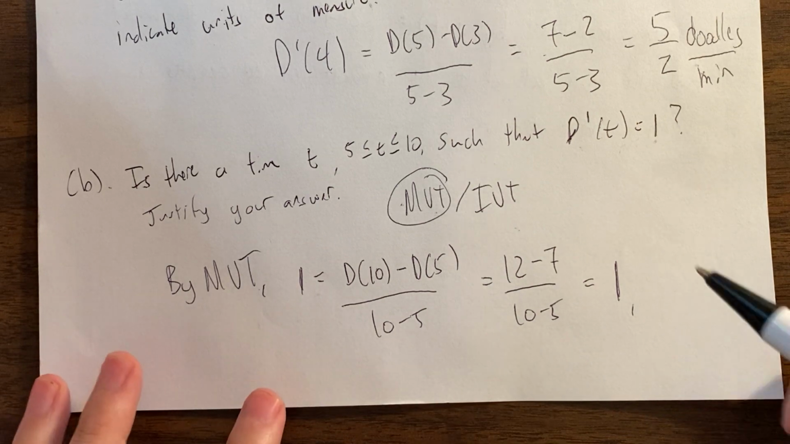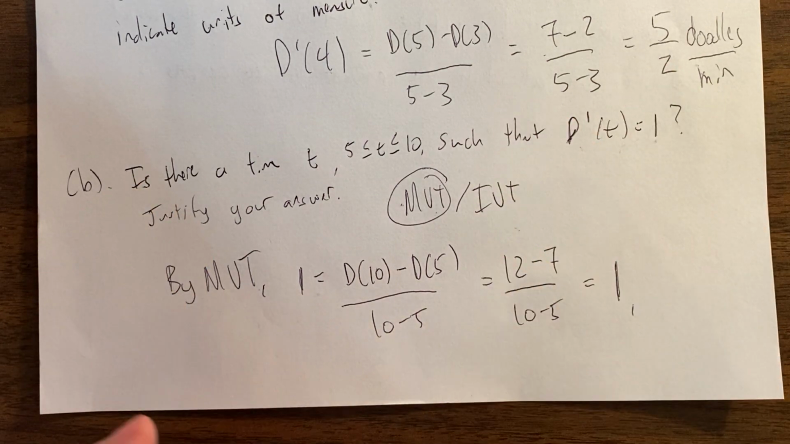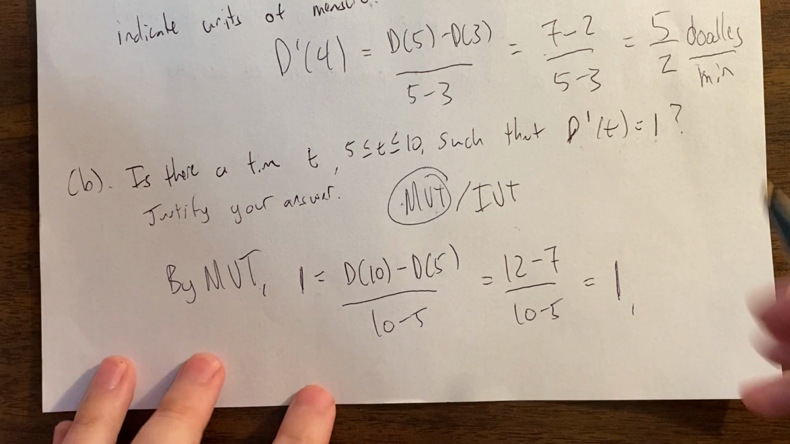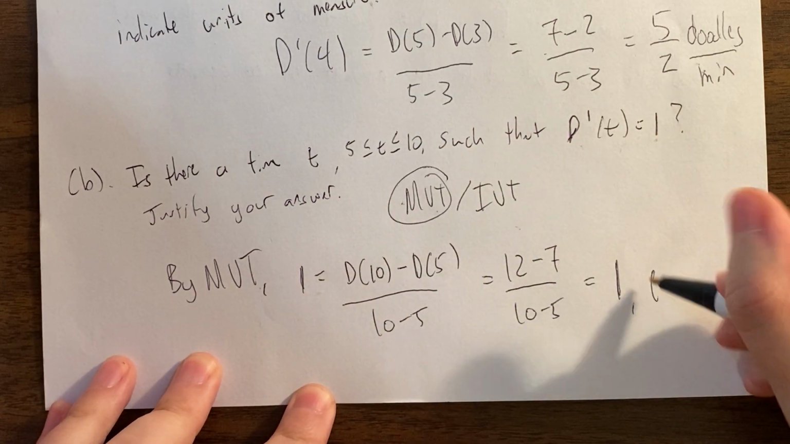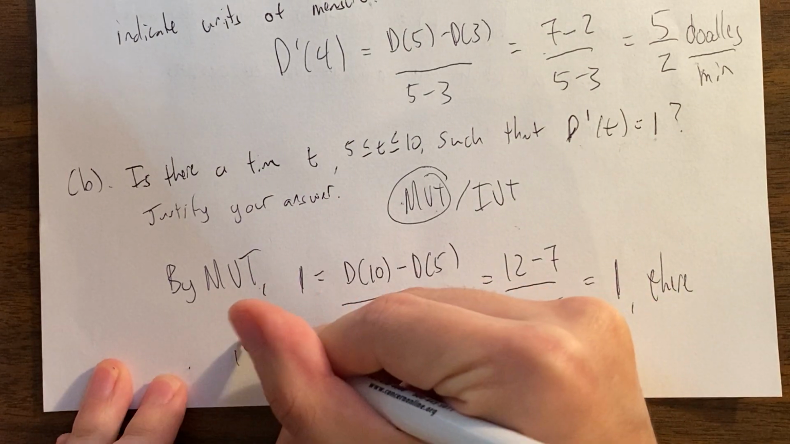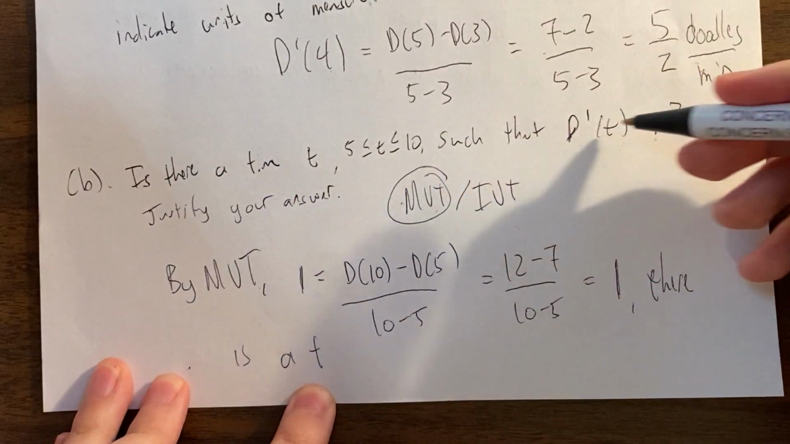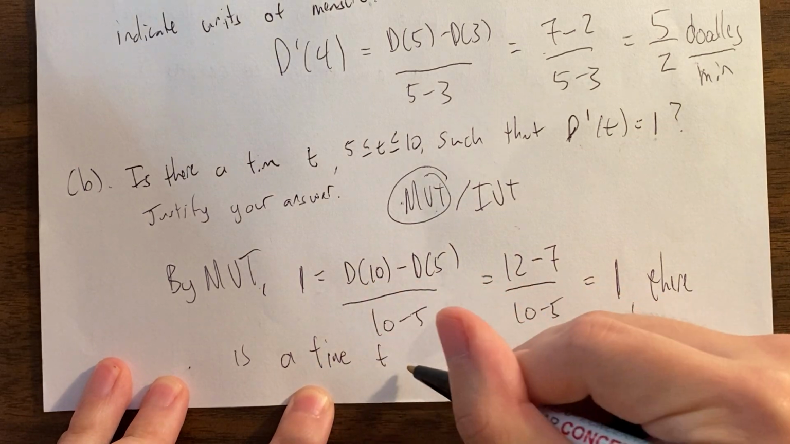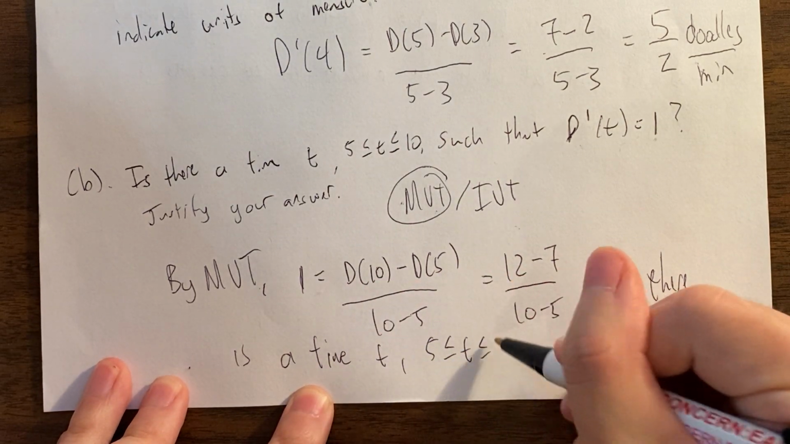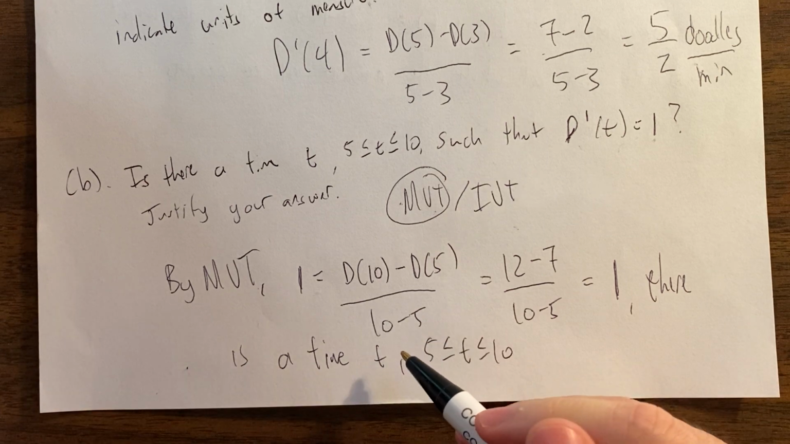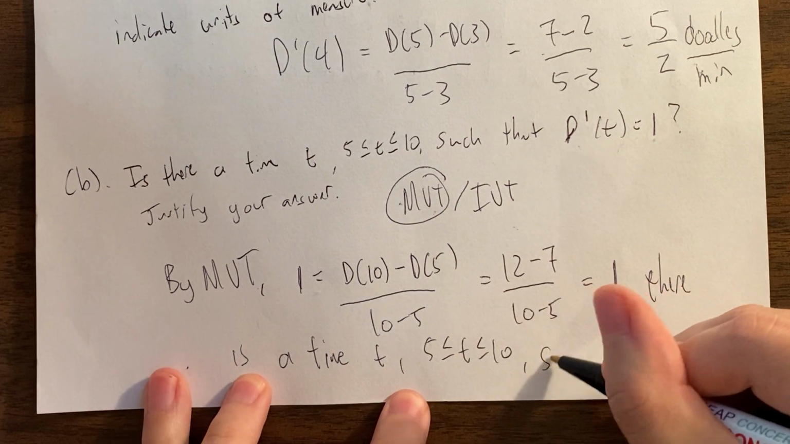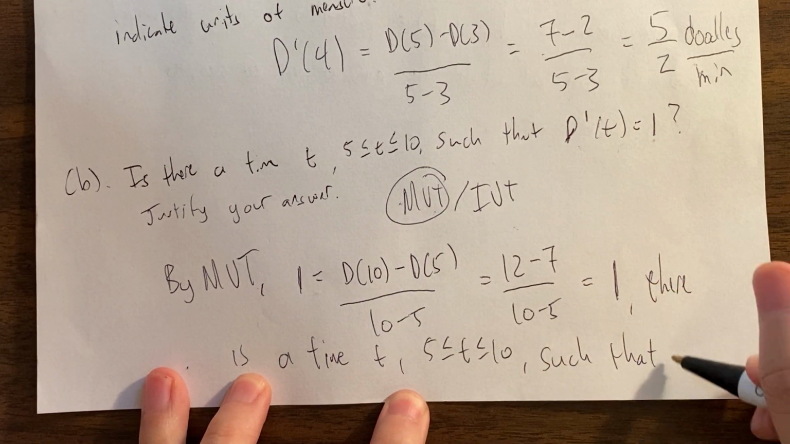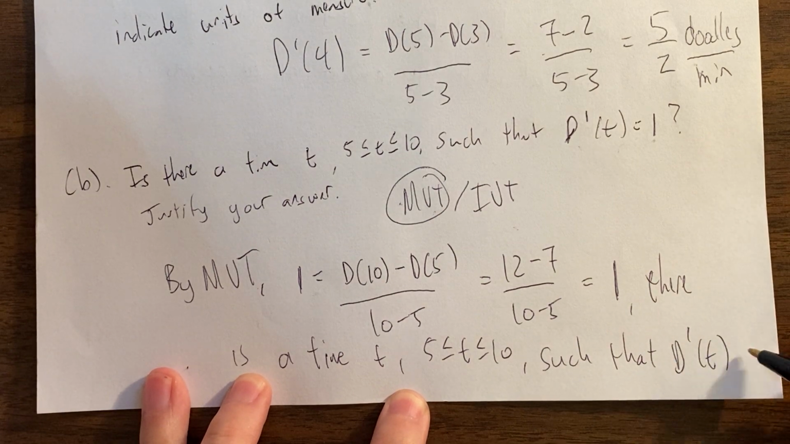And then finally, what I like to do is, again, the questions are worded weird, so I just like to change their weirdly worded questions into a statement. So I'm just going to say by MVT, there is a time, and I'm basically repeating what they said. Is there a time? There is a time where the time interval is between 5 and 10, because those are the t values that we used, such that D prime of t is equal to 1.